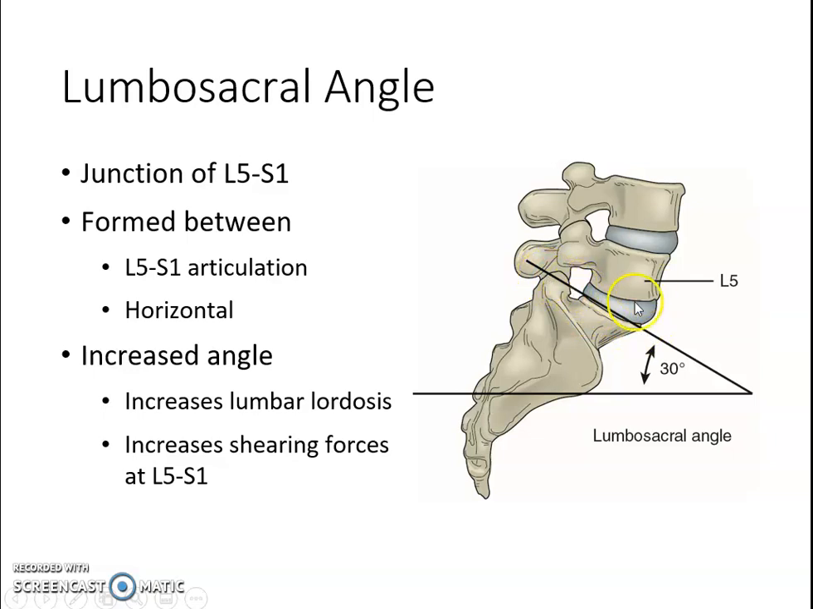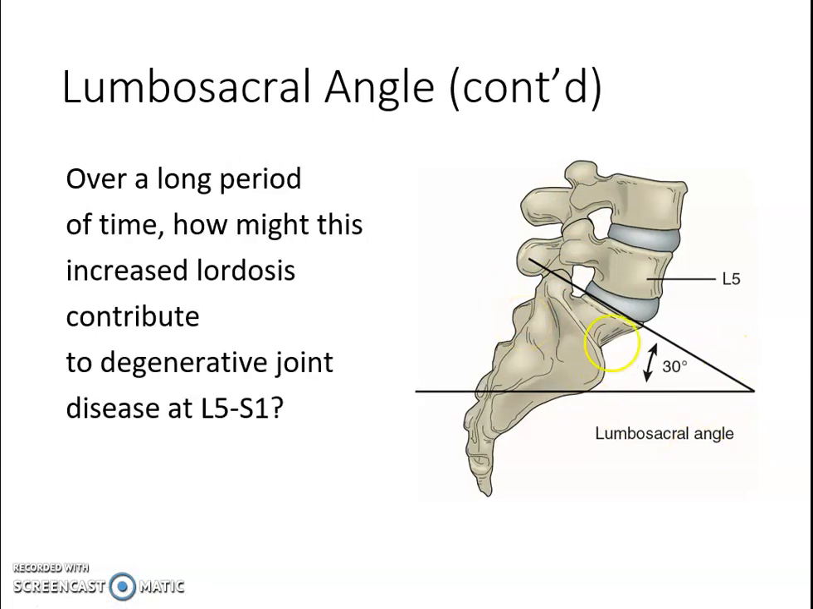So the angle between the line at L5-S1, the superior aspect of the sacrum, and the horizontal line determines how much lumbar lordosis there is. It can be excessive lordosis, or reduced lordosis, also called a flat back. If there is an increased lumbosacral angle, then it results in increased pressure on the facet joints in the back and also on the discs, resulting in degenerative disc and joint disease.